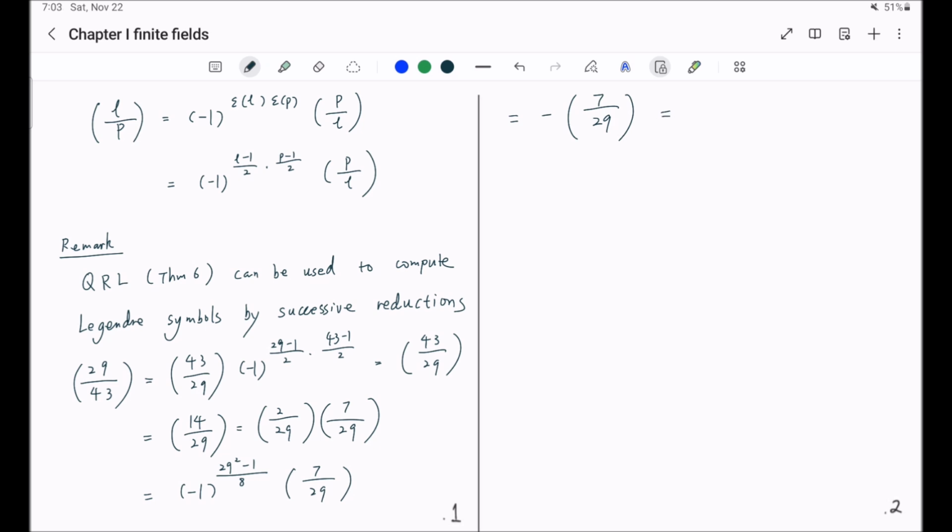And we use the quadratic reciprocity law again. We flip this. Now it's 29 over 7 times -1 raised to the power 29 minus 1 divided by 2 times 7 minus 1 divided by 2. Again, this is 14, which is an even number, so this is equal to 1. So this is minus 29 over 7. And we can continue reducing this. This is equal to -1 over 7. And the last guy is just equal to -1. So this is an example illustrating how the quadratic reciprocity law can be used to compute concrete examples of the Lagrange symbol.